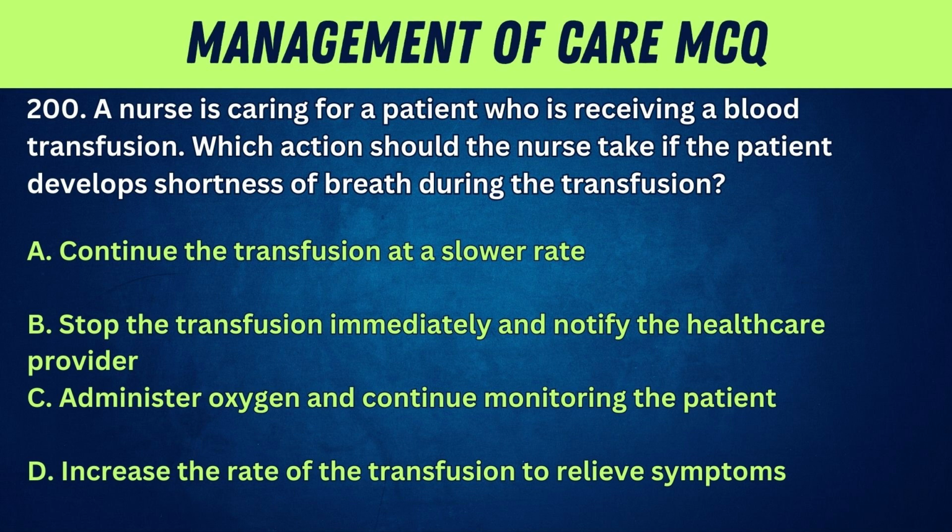200. A nurse is caring for a patient who is receiving a blood transfusion. Which action should the nurse take if the patient develops shortness of breath during the transfusion? A. Continue the transfusion at a slower rate. B. Stop the transfusion immediately and notify the healthcare provider. C. Administer oxygen and continue monitoring the patient. D. Increase the rate of the transfusion to relieve symptoms.